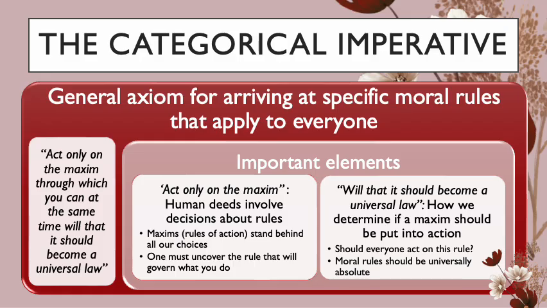The categorical imperative is a general axiom for arriving at specific moral rules that apply to everyone. As stated by Immanuel Kant, act only on the maxim through which you can at the same time will that it should become a universal law. So if we break this statement apart, we can understand the categorical imperative.